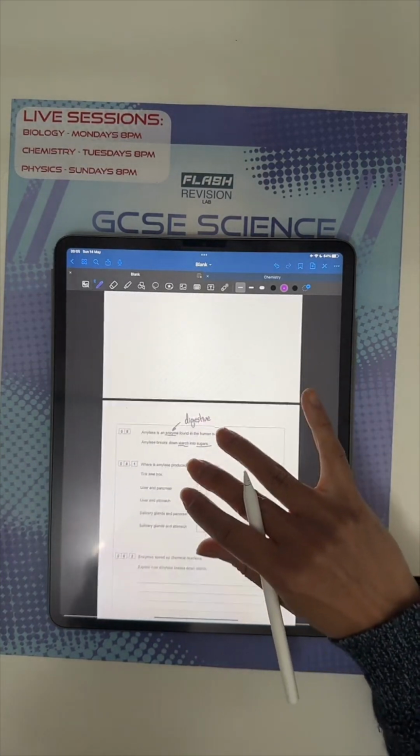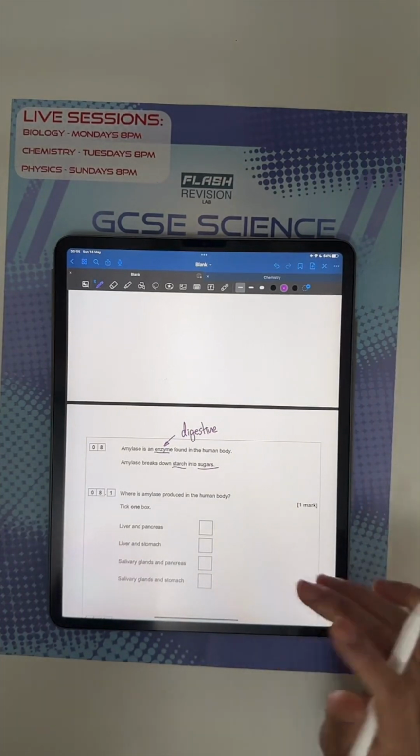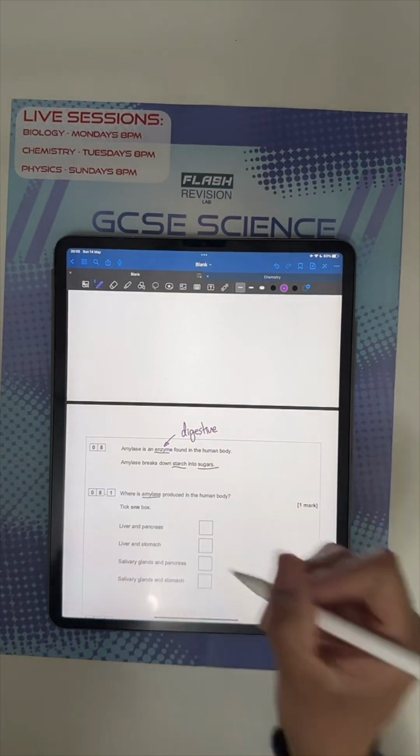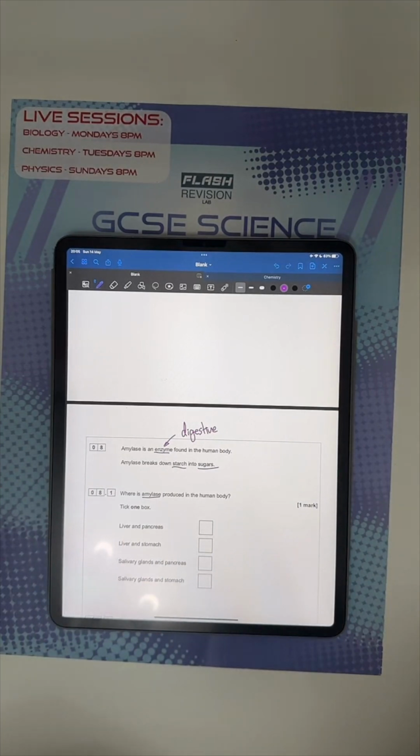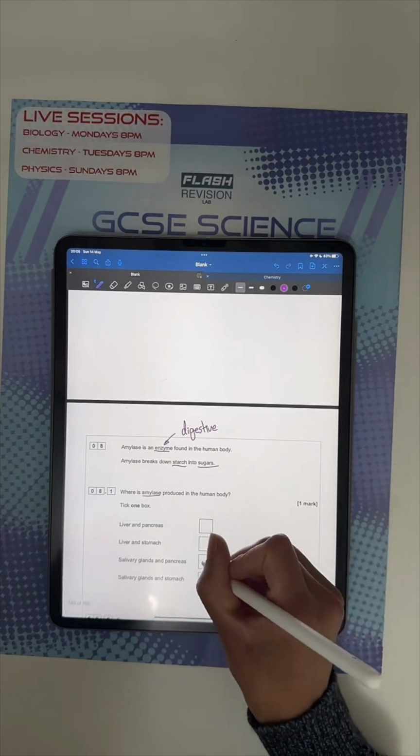So I think some of you told me the answer for the first one. Where is amylase produced in the human body? Amylase. What do you guys think? What's the difference between glycerol and glycogen? Glycogen is a stored form of glucose. Glycerol is not. Glycerol is just what fats break down into. Salivary glands and pancreas. Yes.